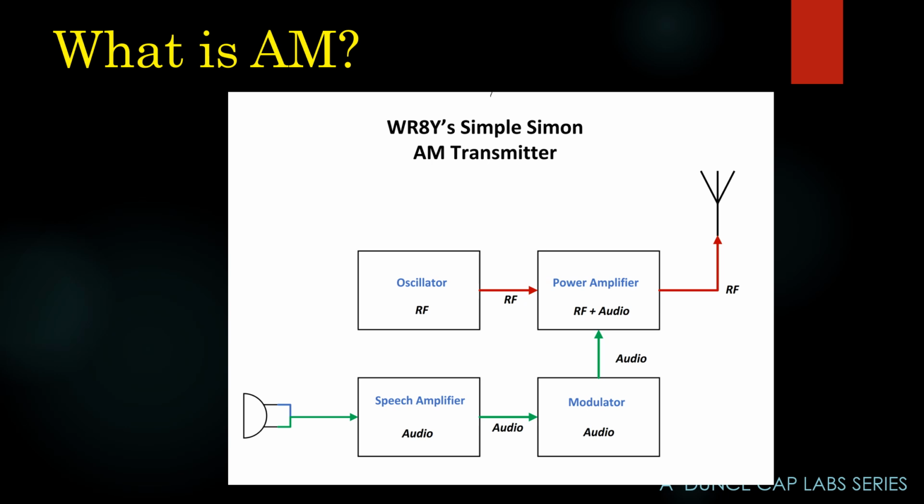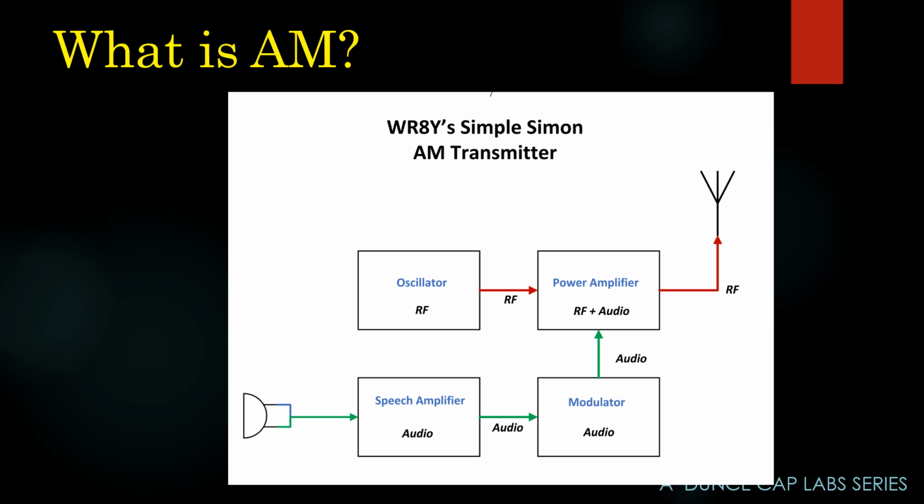This is a very simple little transmitter someone might build. The oscillator is a tube circuit generating the continuous wave or carrier wave. The power amplifier is going to amplify it to 100 watts.